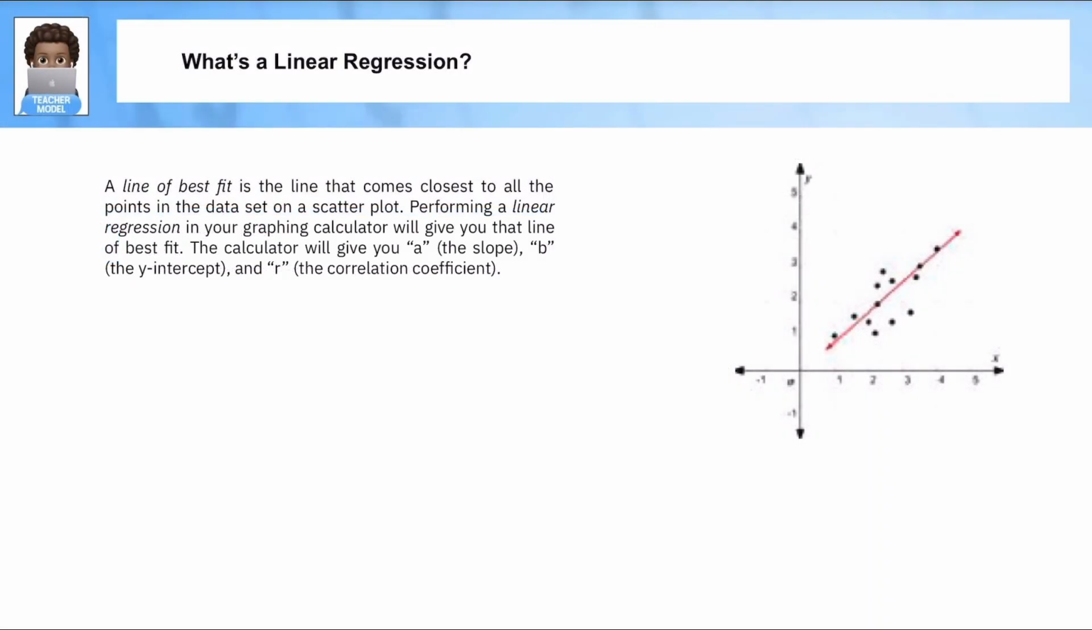So what is a linear regression? Sometimes you'll hear the term line of best fit, and that basically means a line that comes closest to all the points in the data set in the scatter plot. That might seem weird because all our points might be spread out, so this one line represents all the data. It's the closest approximation to all of the points. The way to find the linear regression is by using our graphing calculator. When you enter all the points into your calculator, it will give you two values that are really significant: the value A, which represents the slope, and B for the y-intercept, and finally R for the correlation coefficient.